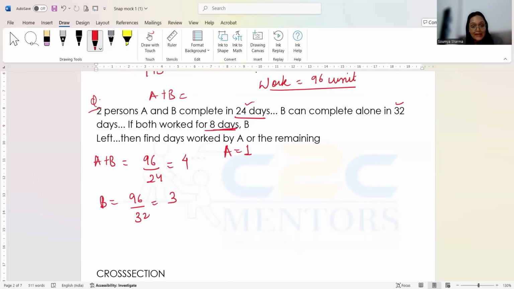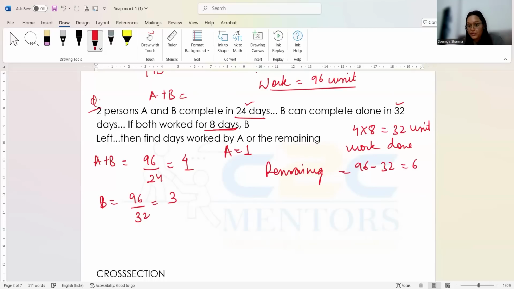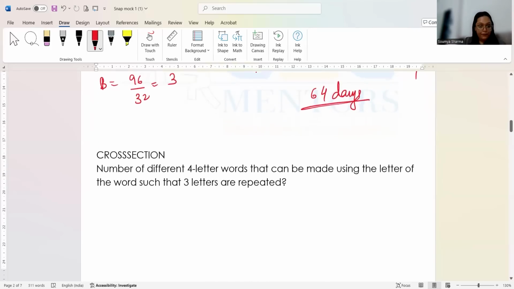Now for 8 days, they both work together with 4 efficiency. So 4 into 8, that is 32 units of work is done. So the remaining work is 96 minus 32, that is equal to 64, which has to be done by A with 1 efficiency. So it will require 64 days. I hope it's clear.